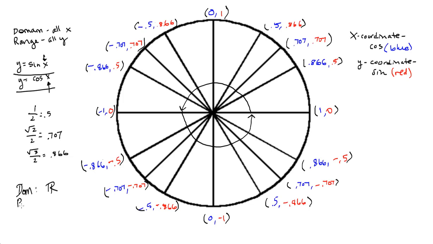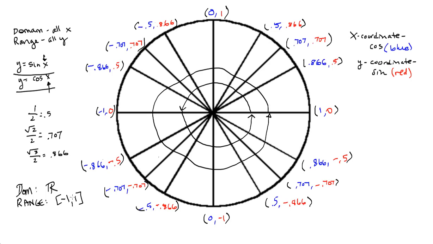So my range for cosine are going to be numbers between negative 1 and 1 inclusive. In other words, they include negative 1 and 1. That's why we use the square bracket in interval notation. I hope you can see that the red does exactly the same. We go from 0 up to 1, down to 0, down to negative 1, up to 0 again. Same cycle, slightly different numbers, but it's still cycling between positive 1 and negative 1.